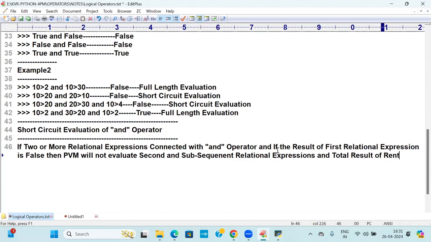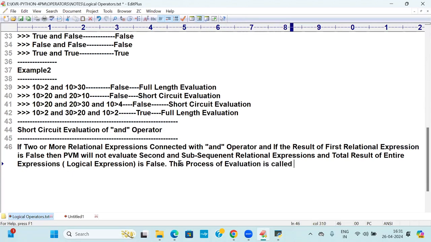the entire logical expression is false. Total result of the entire expression means the logical expression. The total result of the logical expression is false. This process of evaluation is called short circuit evaluation.